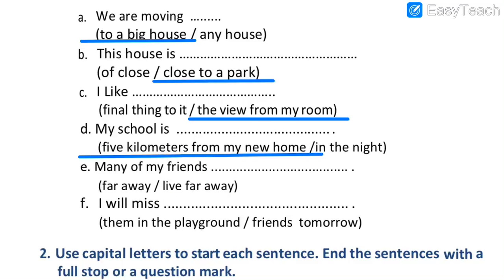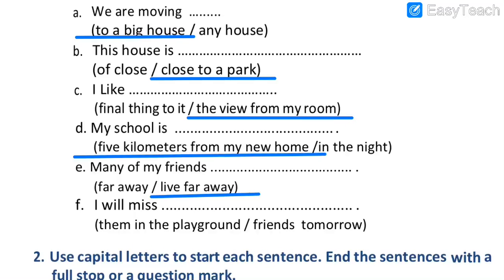So the correct answer is live far away, because a verb is there over here, live. Without the verb, a sentence cannot be complete. So the second one is the correct one. Many of my friends live far away. Live far away is the correct option.